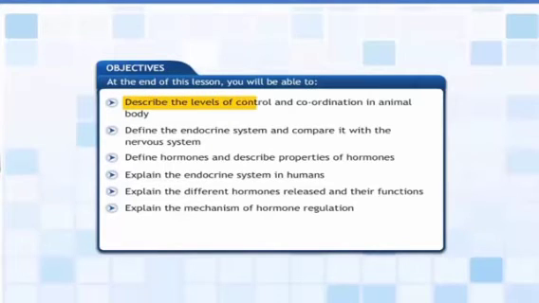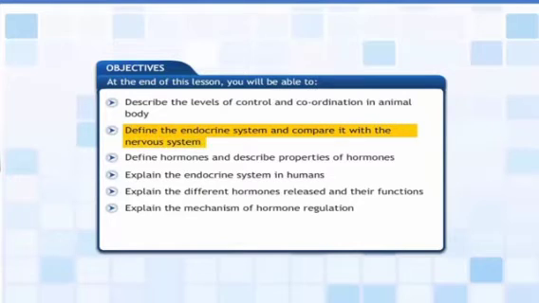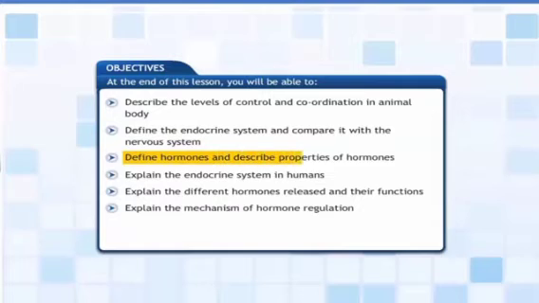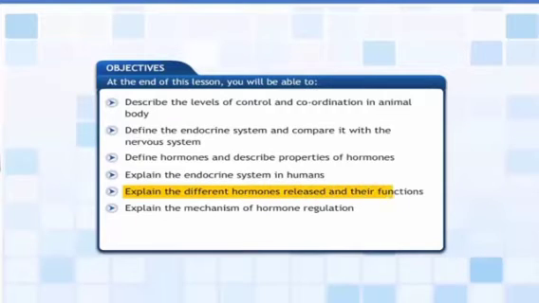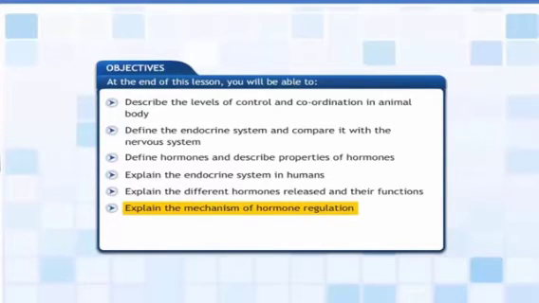Describe the levels of control and coordination in the animal body. Define the endocrine system and compare it with the nervous system. Define hormones and describe properties of hormones. Explain the endocrine system in humans. Explain the different hormones released and their functions. And explain the mechanism of hormone regulation.